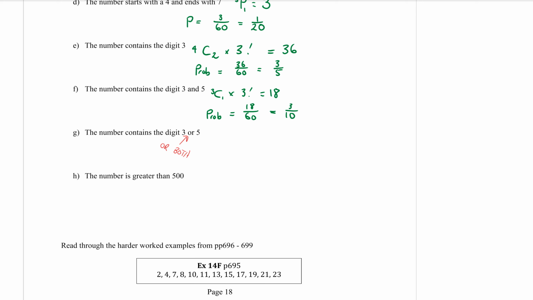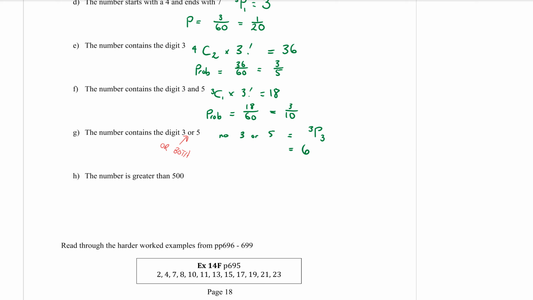Would it be easier to say, because it could have 1, 3 or 1, 5 or both of them, it would be easier to find the ways of not having either of them and then subtracting it. So let's do that. So we're going to have no 3 or 5. We want to leave both of them out. How many numbers do we have that are not a 3 or a 5? 3. And how many do I need to put in order? 3. Great. So that is a total of 3P3, which is 6.